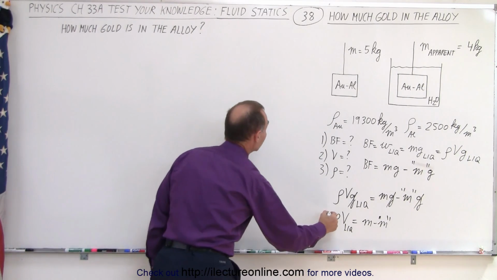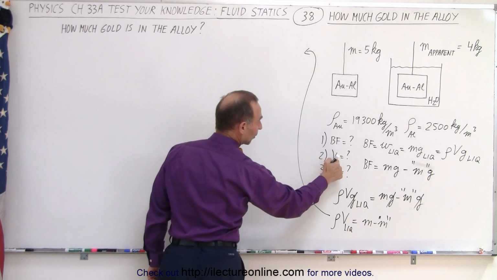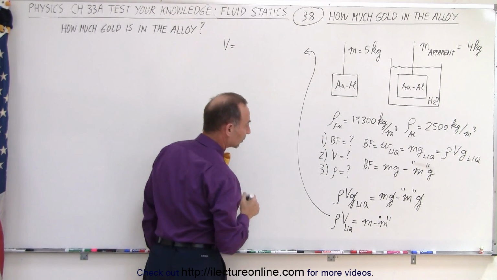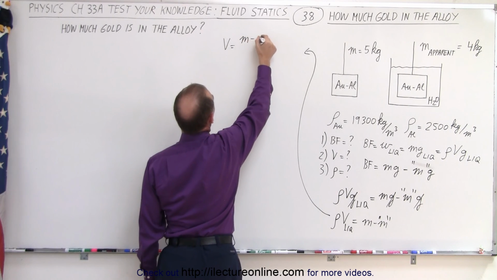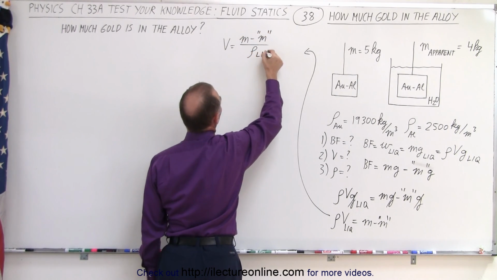All right, let's continue that over here. So now we can say that the volume, because that's what we're trying to find, the volume of the cube, which is the same as the volume of the liquid, is equal to the difference between the two masses divided by the density of the liquid.